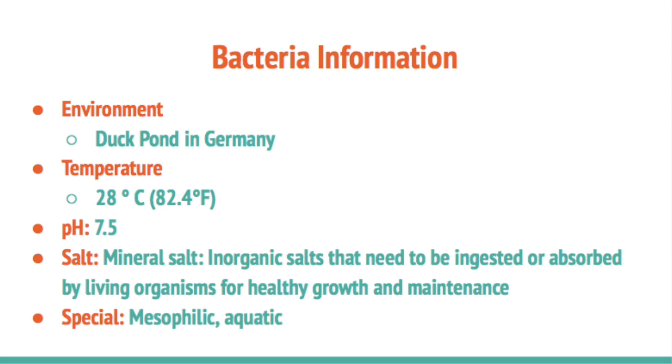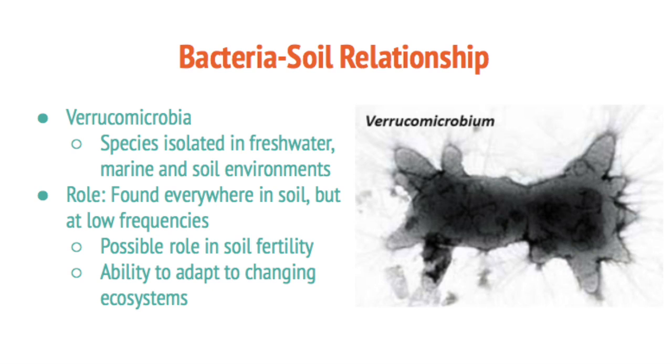Another special thing about this bacteria is that it is also aquatic, meaning that it's suitable for a pond and wet environments. This bacteria falls under a group called Verrucomicrobia. Verrucomicrobia is a phylum of bacteria. This is a species isolated in freshwater, marine, and soil environments and found to be more abundant during the spring season. There's evidence to suggest that Verrucomicrobia are abundant in the environment and important for soil cultures.